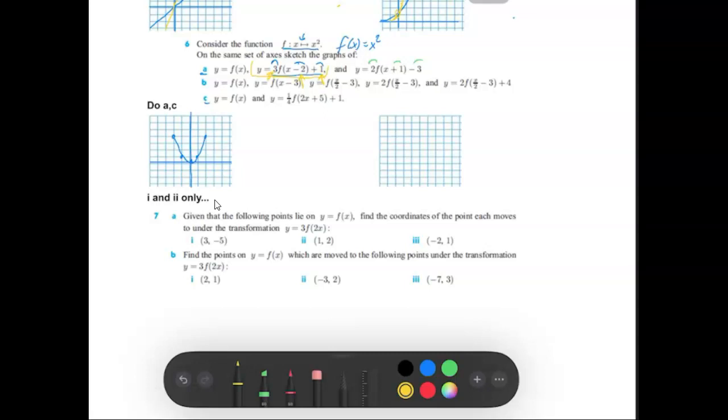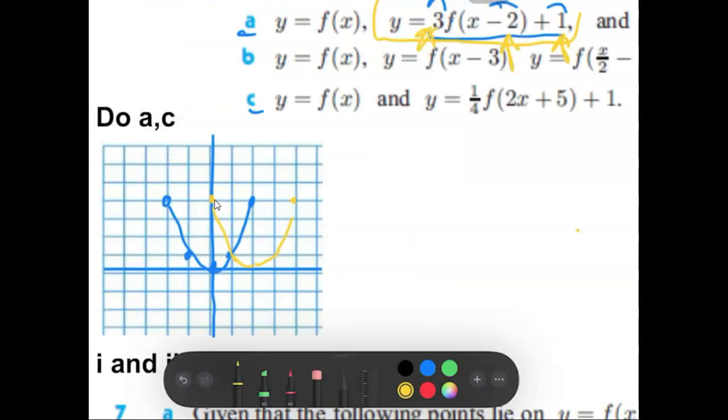Okay, so first we'll do minus 2. Remember what minus 2 does. Minus 2 moves it to the right by 2. So I'm going to move it to the right by 2. Okay, so it would be kind of like that. I've zoomed in here to do the next step.